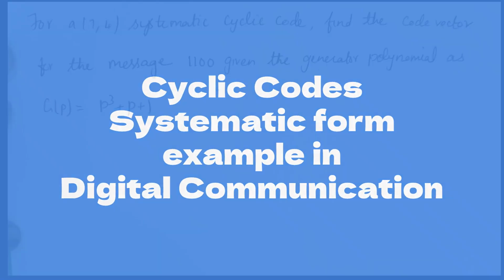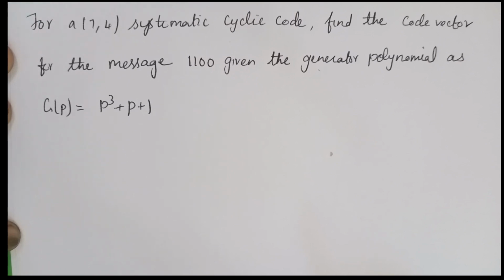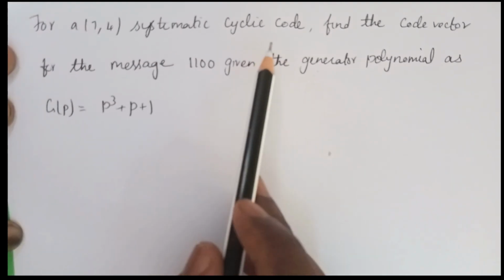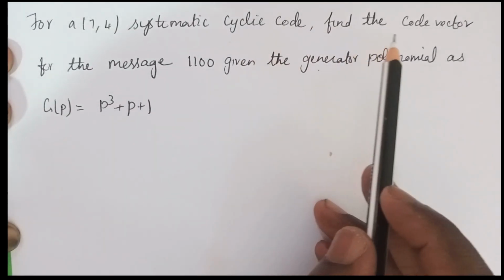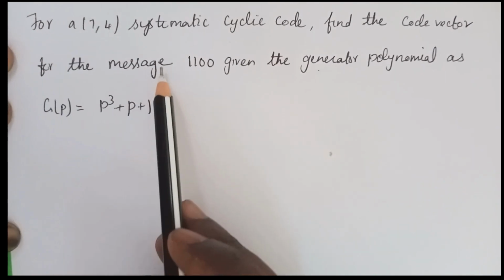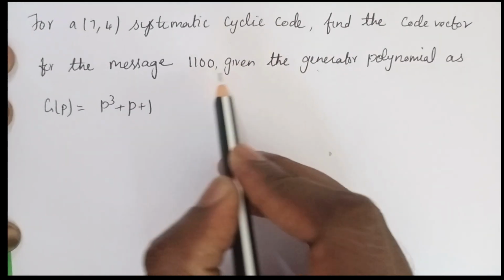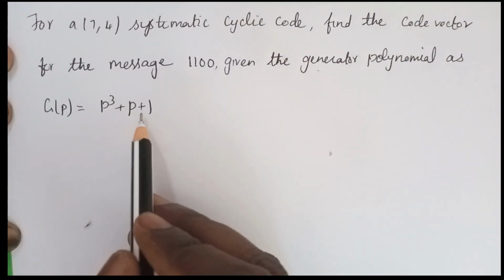So in this question, let's see a problem for systematic cyclic codes. Okay, the question is: for a (7,4) systematic cyclic code, find the code vector for the message 1100, given the generator polynomial is g(p) = p^3 + p + 1.